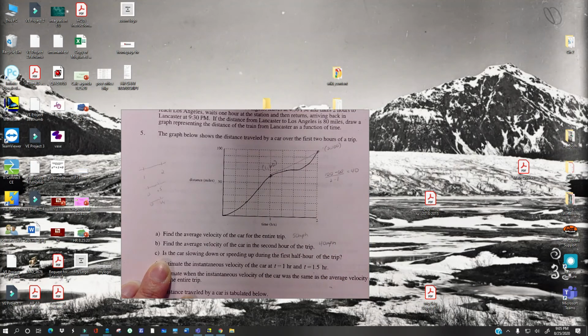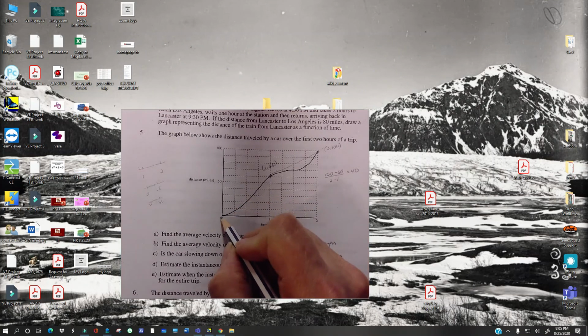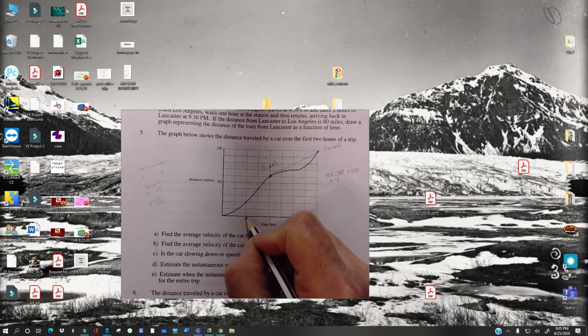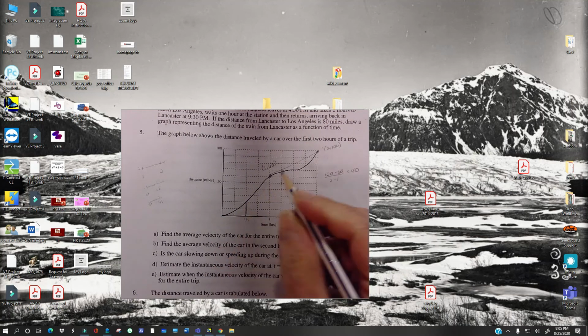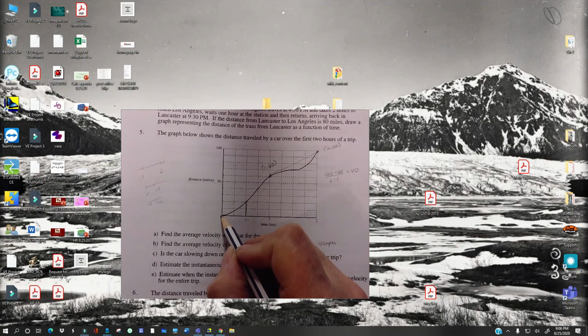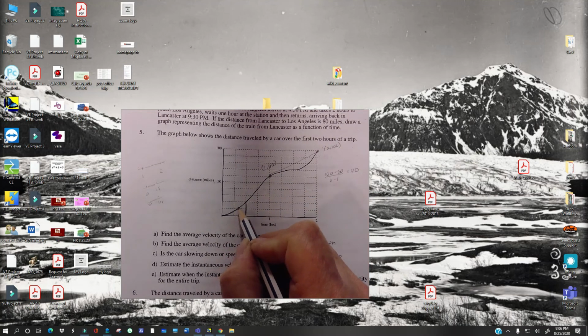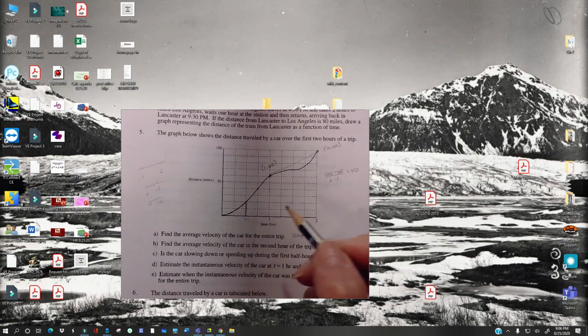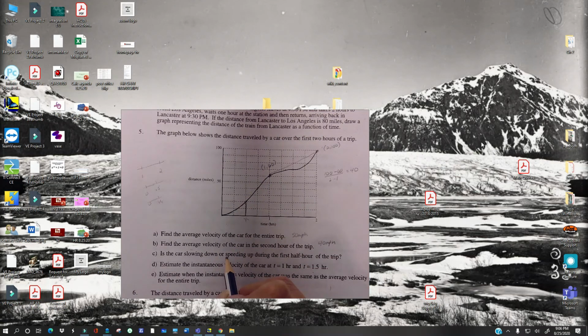Got 2 done. Question C, is the car speeding up or slowing down during the first half hour? The first half hour goes from time equal to 0 to time equal to 1/2, so we're looking from here to here. Is it speeding up or slowing down? Think about tangent lines. If I were to draw little tiny tangent lines to this, are the tangent lines getting steeper? Yes, they are. So we would say it's speeding up over that interval.